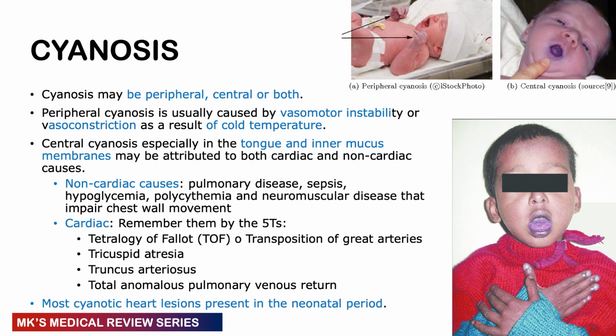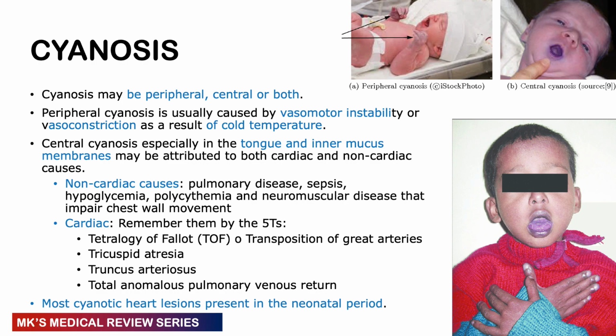In terms of peripheral cyanosis, it's often due to vasomotor instability or some sort of vasoconstriction. It could be as a result of cold temperature. Then in terms of central cyanosis, as seen in these two pictures, it's going to be the tongue and the inner mucous membranes, and this is attributed to both cardiac as well as non-cardiac causes. The non-cardiac causes are things like pulmonary disease, sepsis, hypoglycemia, polycythemia, and neuromuscular diseases that may even impair the chest wall movement.